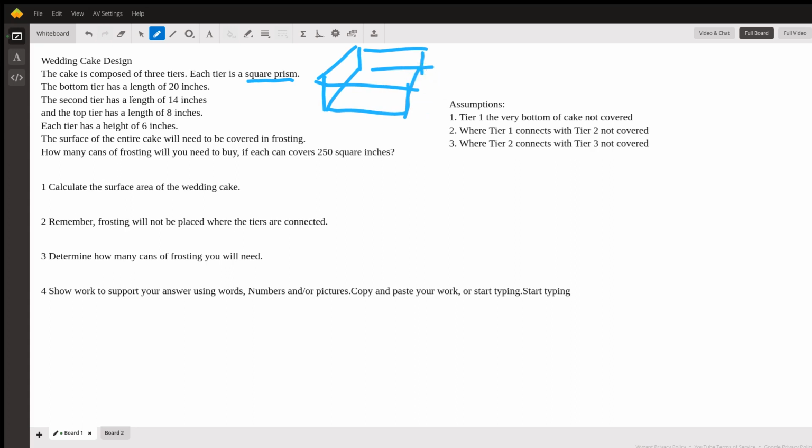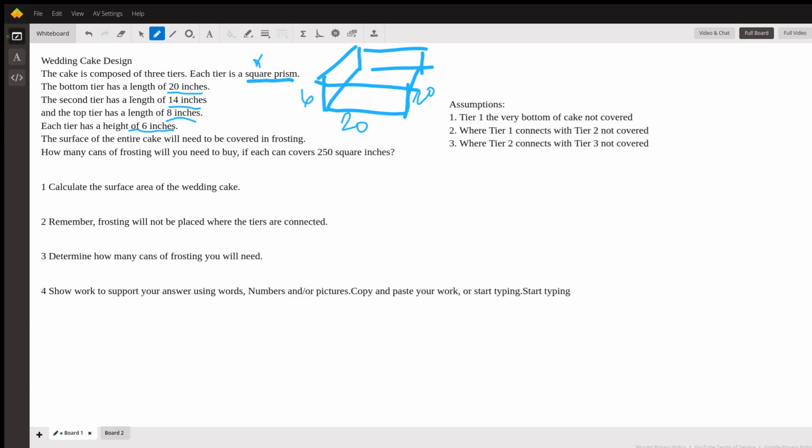And then we have information on the size of each tier. The first one is 20 inches, the second one is 14, the third one's 8. And it's a square prism, so if this side is 20, this side here is 20. And then they've told us that each tier has a height of 6 inches. So this height would be 6.